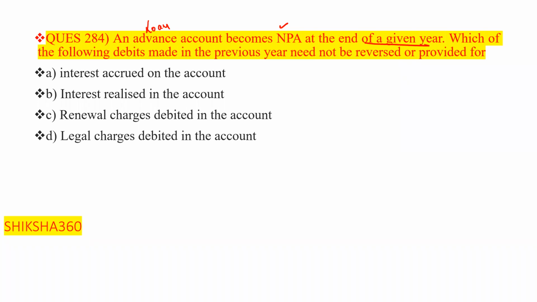So the answer is option A, that is interest accrued in the account. Basically they have to be reversed. In the case of an NPA, fees or any commission or any similar income that have accrued should cease to accrue in the current period and should be reversed or provided with respect to the past periods.